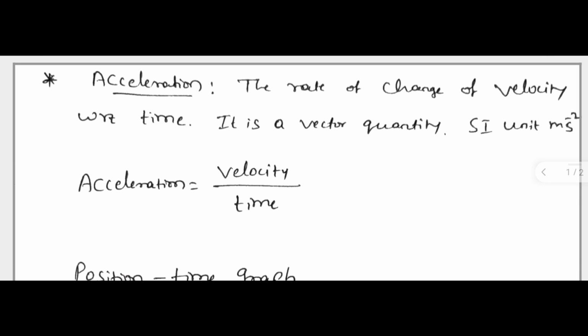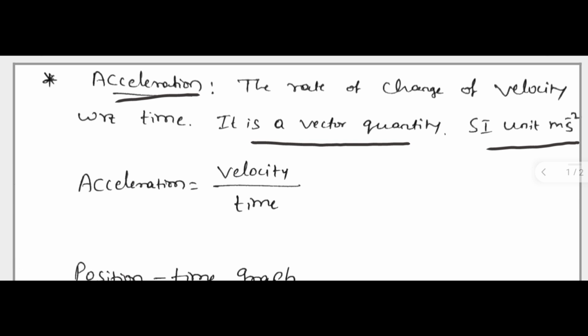The definition of acceleration is the rate of change of velocity with respect to time. It is a vector quantity. Why is it a vector quantity? Because it has both magnitude and direction. That's why it is a vector quantity. And the SI unit is meter per second square.